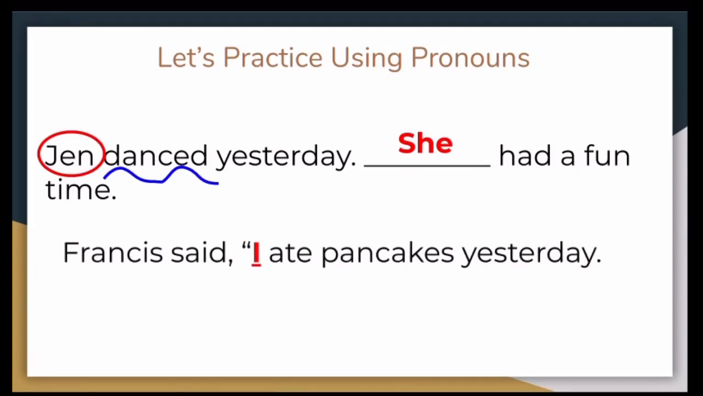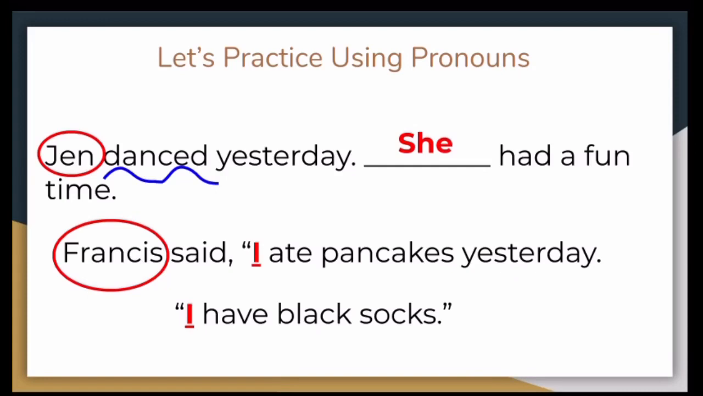Francis said, I ate pancakes yesterday. So I highlighted the I in red because this is telling you what Francis said, and it's a dialogue text. So the guy is saying that he ate it yesterday, but he's telling somebody. So he's referring to himself as I. Francis is my noun.